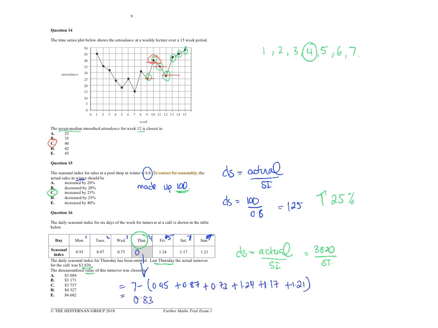Okay, so we get 0.83 when we do that. So over here becomes 3820 divided by 0.83, which equals 4602. So that's how we get that answer. You had to do a couple of things, but it is the last question in the course, so that's expected.